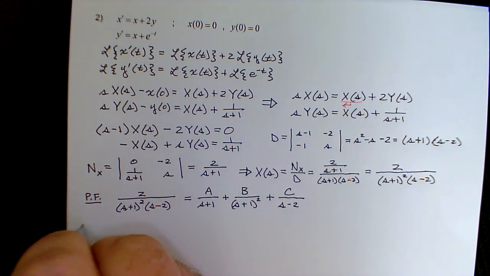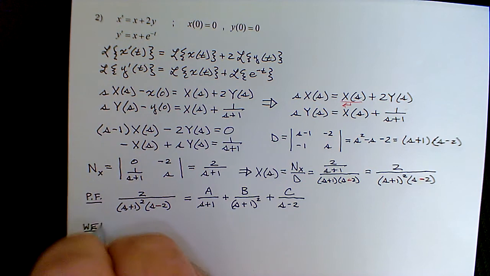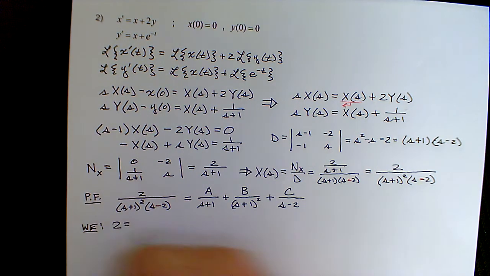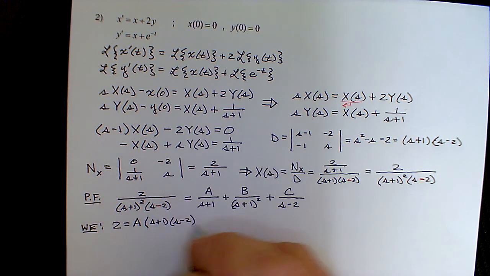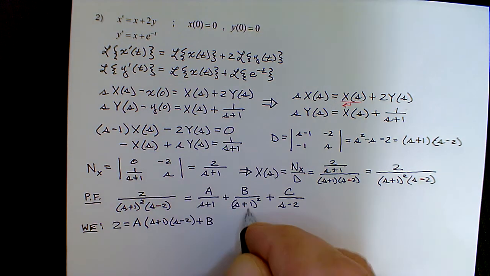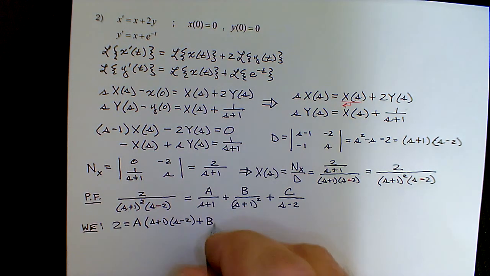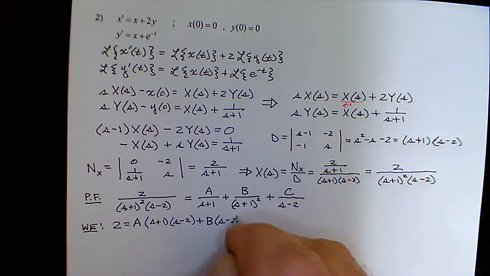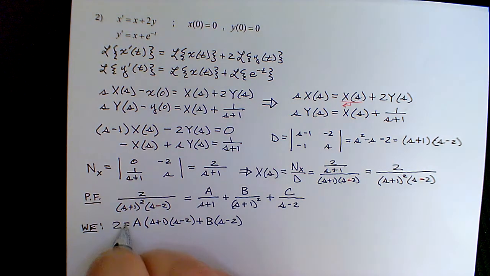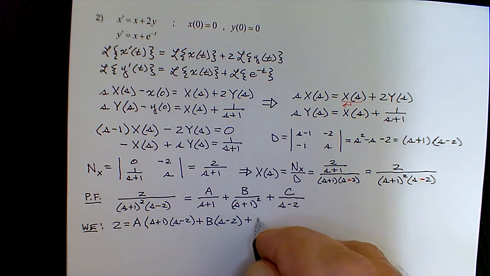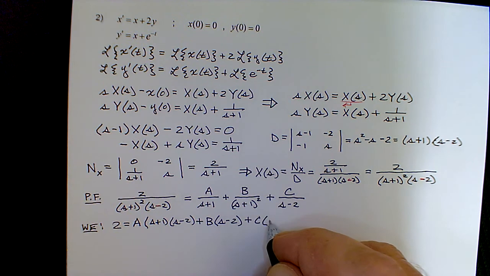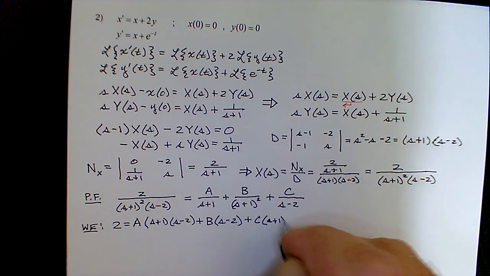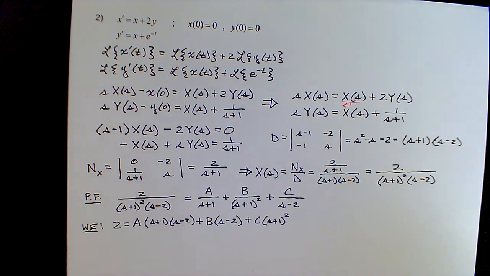Alright, so now the working equation: 2 equals A times the s plus 1. One factor cancels, so we have an s plus 1 and an s minus 2 left over with A. With B, both factors of s plus 1 cancel, so it's just B times s minus 2. And then with C, the s minus 2's cancel, and we have s plus 1 as a quantity squared.